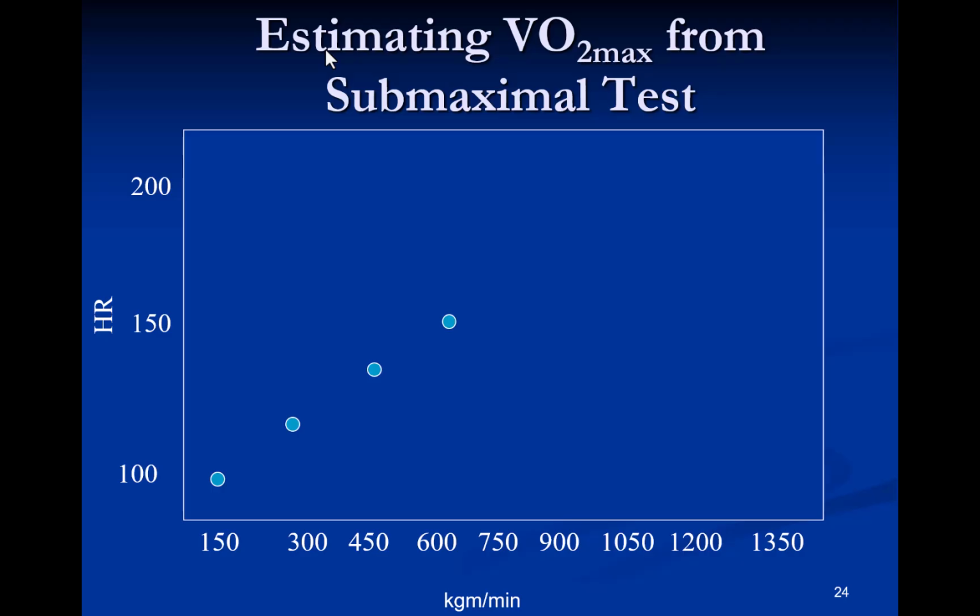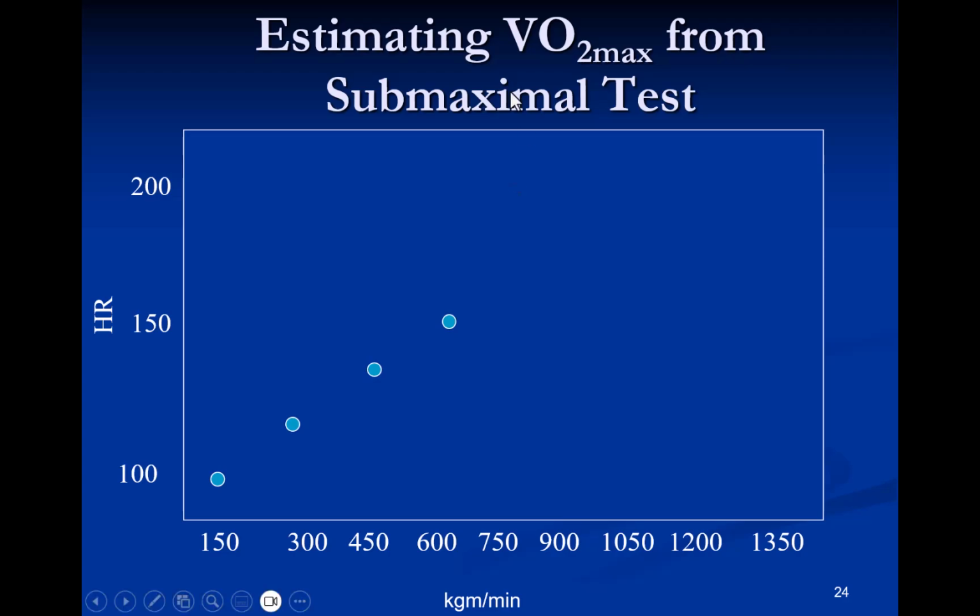So this slide represents what it might look like if you were doing a submaximal test and trying to extrapolate it to estimate VO2 max. Let's say the person did 4 stages on the YMCA bike test, and we terminated it because they got to 85% of their max. That's their nice heart rate response.